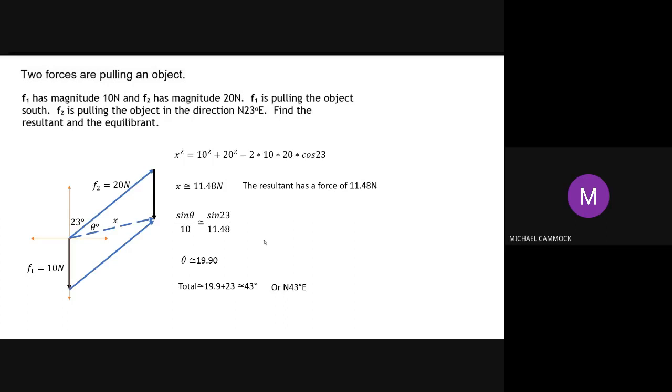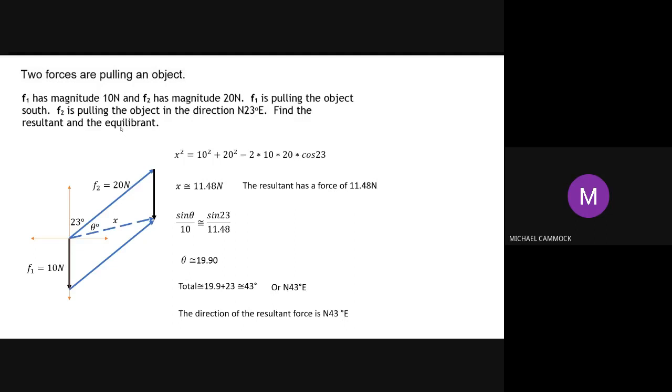The key to this is having a good diagram. Let me just be honest about this: being able to draw the diagram makes a big difference. So I'm going to stress that one of the things you want to get practice on is drawing the diagram. So here's the 23. Here is the 19.9, which I'm rounding up to about 20. That gives me the 43 degrees right here, approximately. So the direction of the resultant force, just to answer the question with a statement, is north 43 east. The resultant force has this magnitude, 11.48 newtons, and has this direction. Okay? Now it asks for the equilibrant.